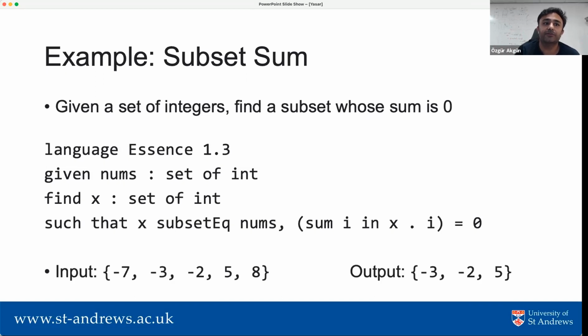So here's an example input-output pair, and I think I took this one directly out of Wikipedia. If you give it -7, -3, -2, 5, and 8, the output can be -3, -2, and 5. And if you change the input, the cardinality of the output will change, of course, right? So this is a language that is higher level, closer to the specification of the problem, and doesn't require you to make a lot of modeling decisions before you can feed it into a black box solver or a black box system that can solve the problem.